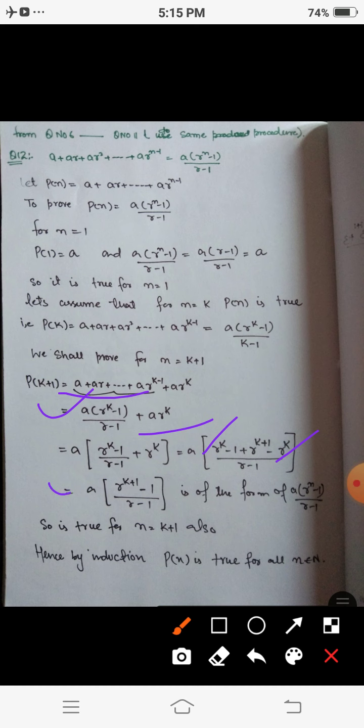so we get a(r^(k+1) - 1)/(r - 1), which is of the same form as a(r^n - 1)/(r - 1). Because for n terms the power of r is n, for k + 1 terms we proved that the power of r is also k + 1. So the statement is also true for n equals k + 1.